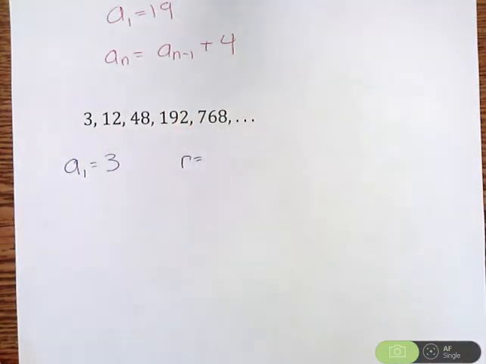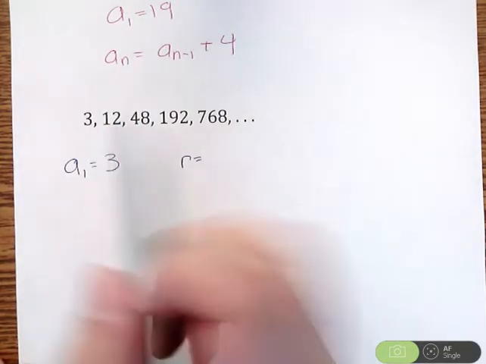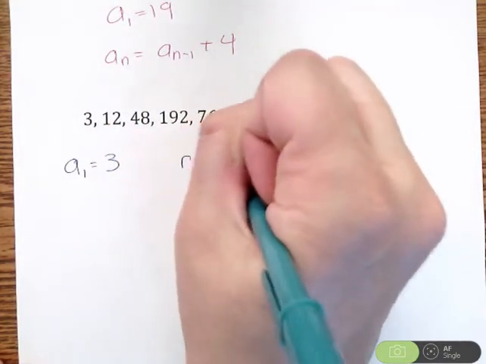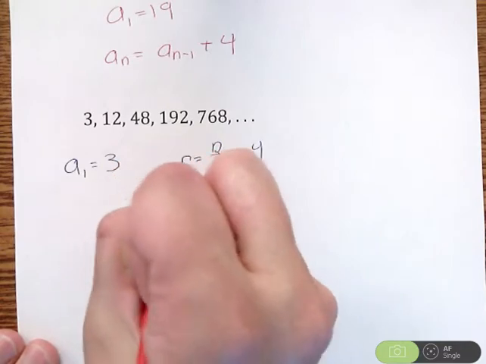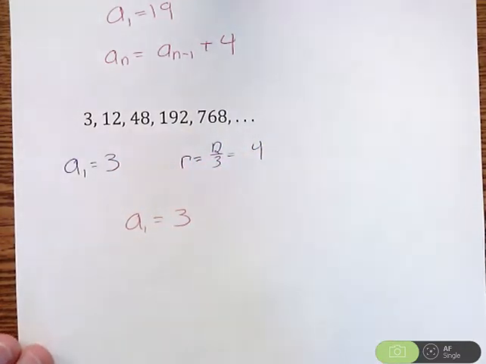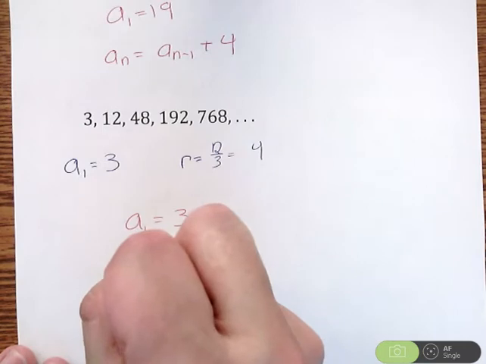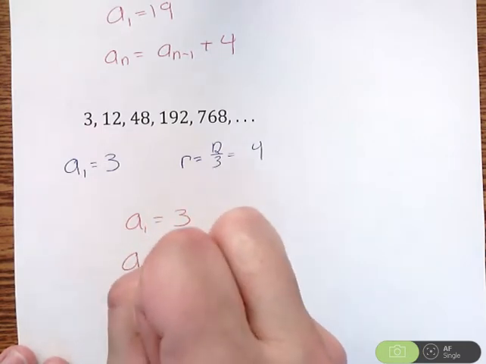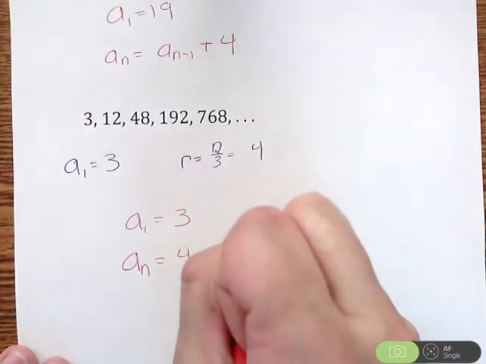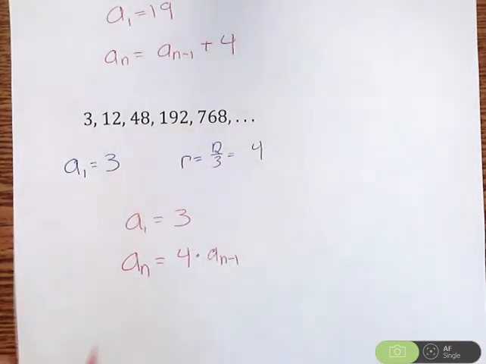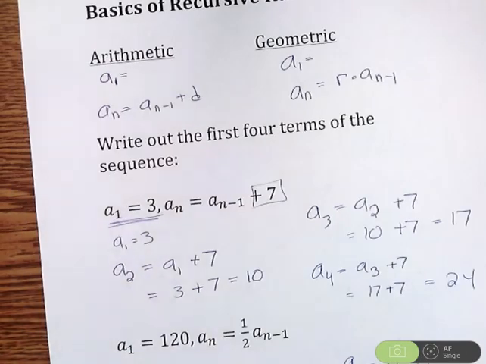To find r, an easy way is to take the right term and divide it by the left term. So 12 divided by 3 is 4. So I know a1 is 3, r is 4. So for the recursive rule, we always state, hey, a1 equals 3. Give me something to start with to build off the sequence. And then for the geometric recursive rule, it's going to be an equals r, which we had 4, times an minus 1. So that would be the recursive rule for a geometric, and a recursive rule for the arithmetic, and that is your basics of the recursive rules.